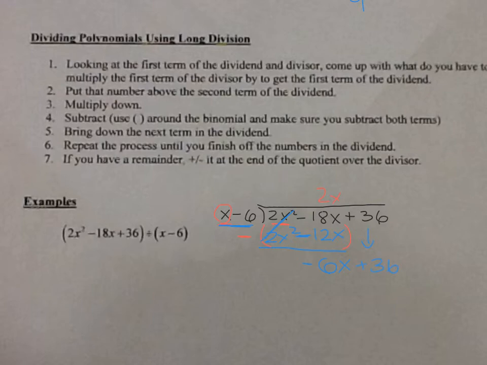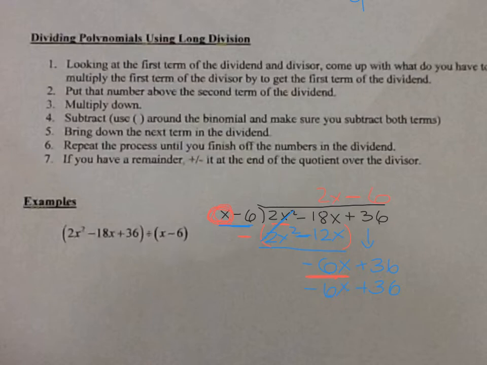All right, now I'm doing the same process. I'm looking at my x, and I'm looking at my negative 6x. So what number can I multiply x by so that I get negative 6x? And that would be negative 6. So I put negative 6 above this 36. Now I'm going to multiply down. So I have negative 6, just watch the signs. Negative 6 times negative 6 is positive 36. Negative 6 times x is negative 6x.